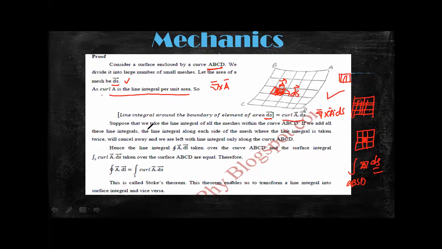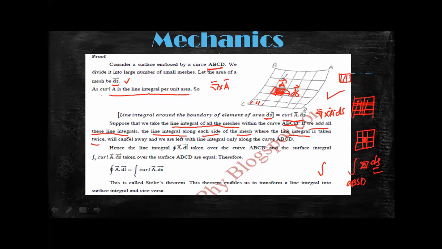Suppose we take the line integral of all the meshes within the curve ABCD. In the whole ABCD we are actually applying the line integral to all the small meshes. Then we add all these line integrals. What we get is a line integral along each side of the mesh where the line integral is taken twice.